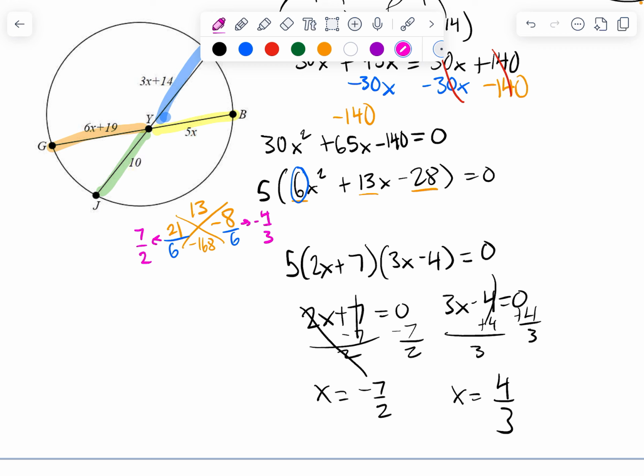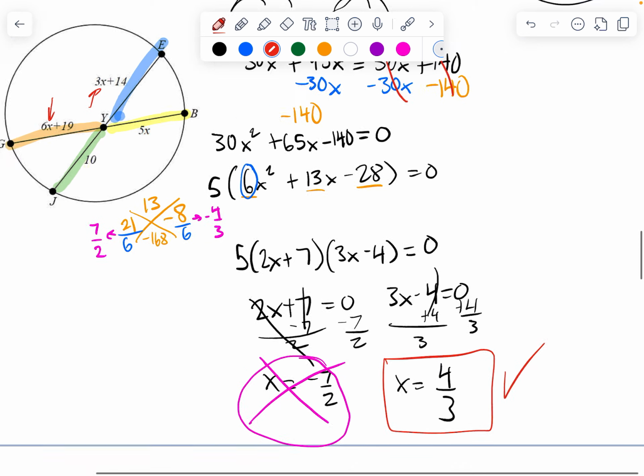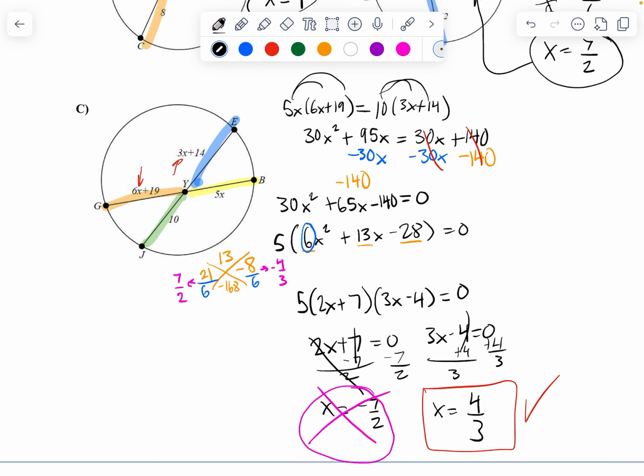And I can already tell you which one's going to fail. Because if I plug that into my 5x, 5 times negative, right? Positive 5 times negative 7 halves is a negative number. And you can't have a negative length, which means that that's going to kick the bucket. You cannot use it. Now, 4 thirds will work. That one's not going to have an issue. Because a positive times a positive, that works. Positive times a positive, adding a positive number, yeah, that works in both of those. So 4 thirds is a good solution to use. Okay, there's your second property.